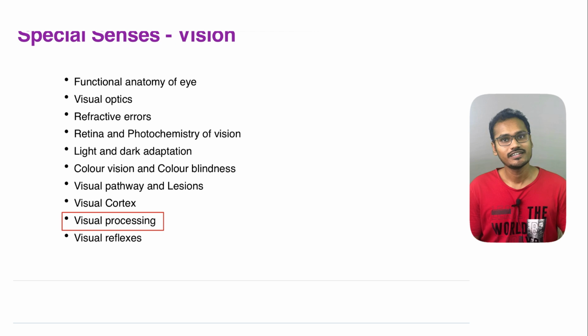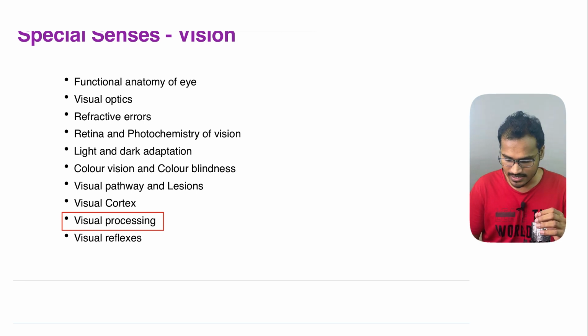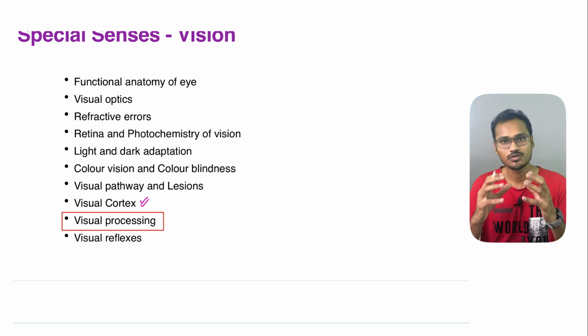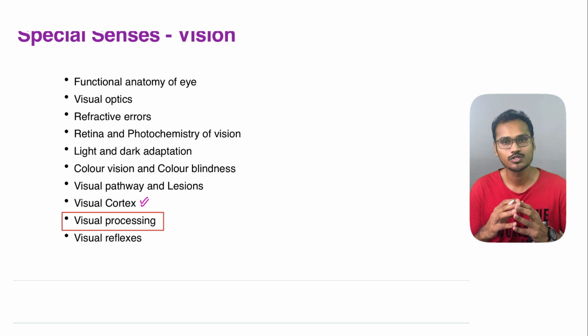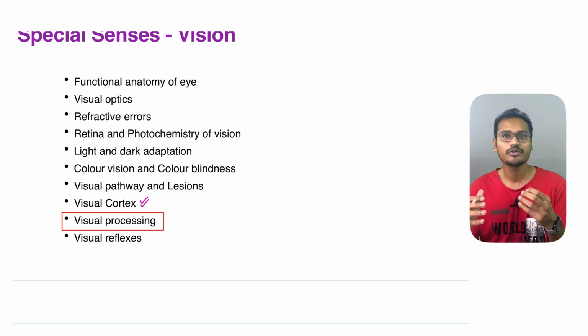Hello dear students, we are going to continue our special senses in this video. So we are discussing the visual pathway and vision of the special senses. In the previous video, we discussed in depth what the visual cortex is and what areas are involved in it. In this video, we are going to understand one more concept called visual processing.